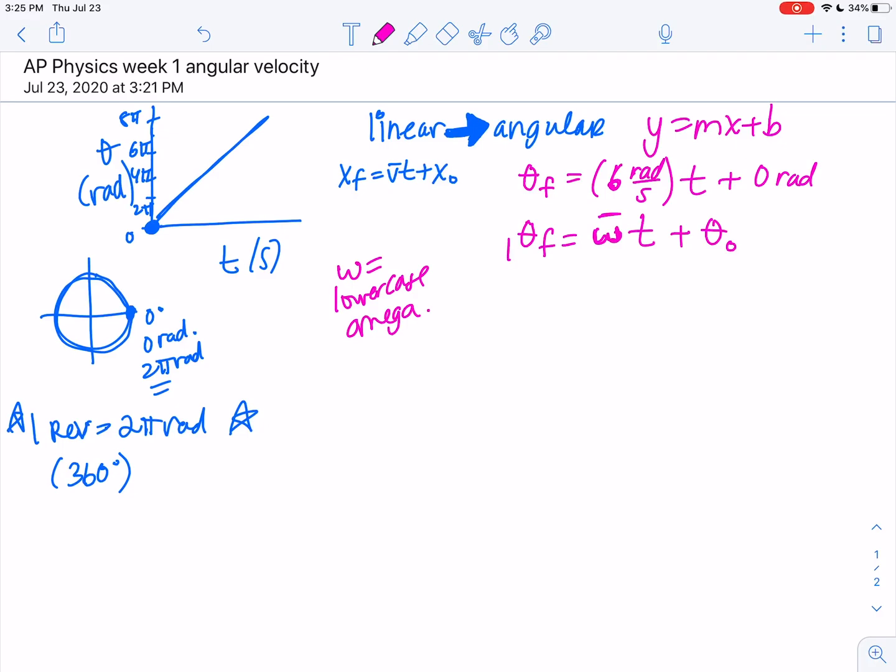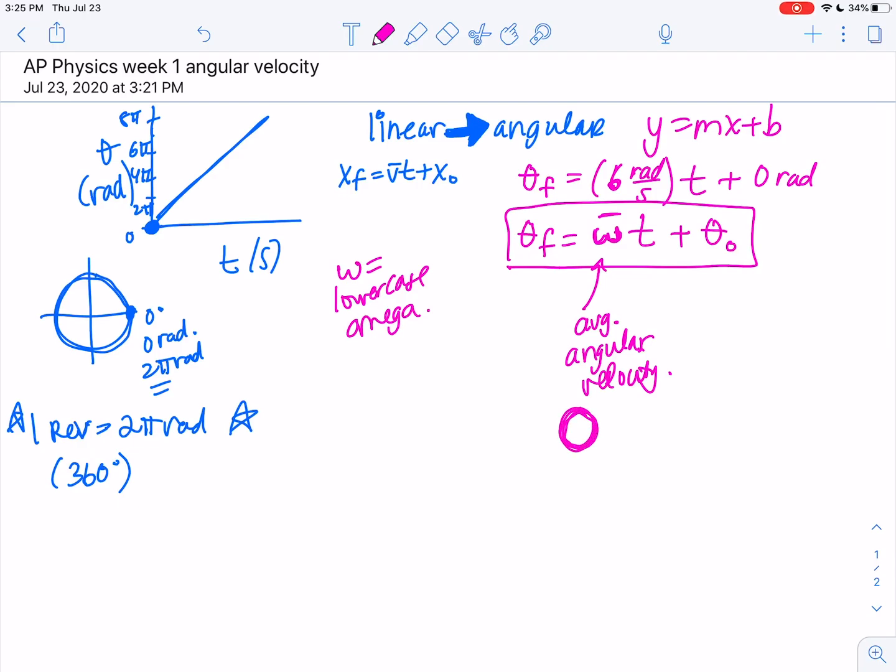So this is your new equation. This is called the average angular velocity, and it's basically telling you how quickly something is rotating. Instead of something moving side to side, this would be something moving around and around and around in a circle. Other than that, everything is exactly the same.